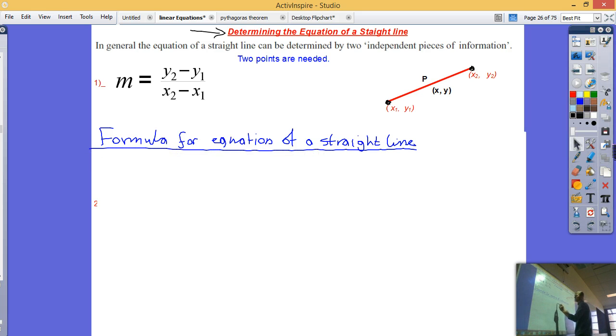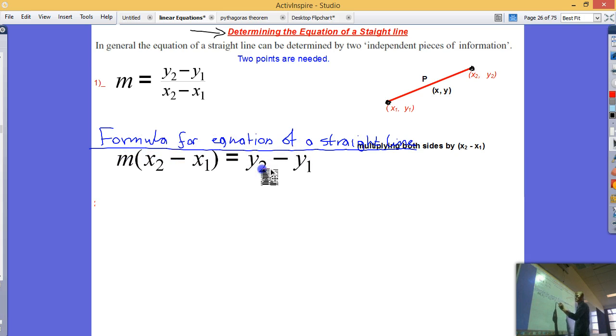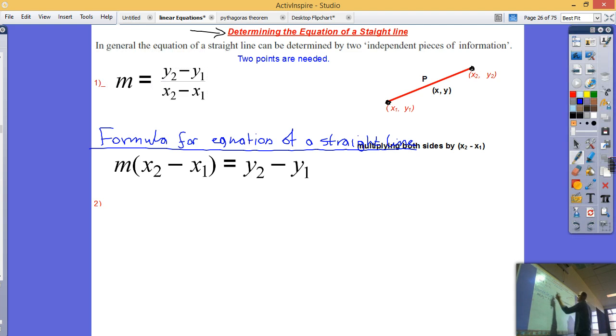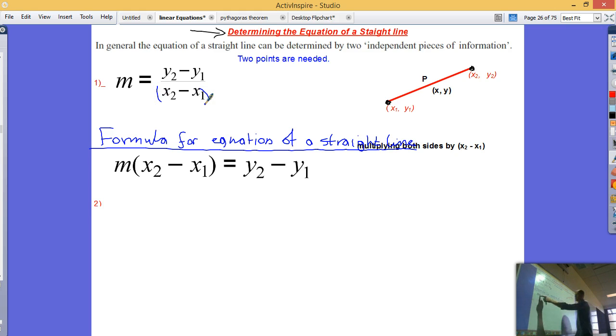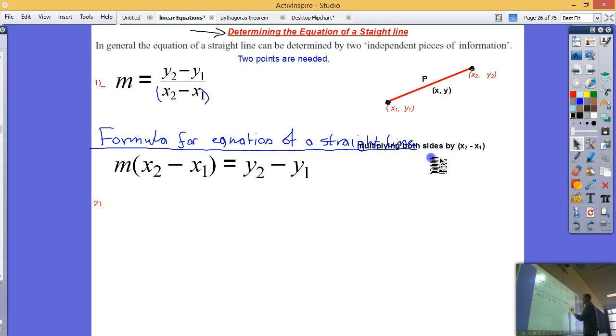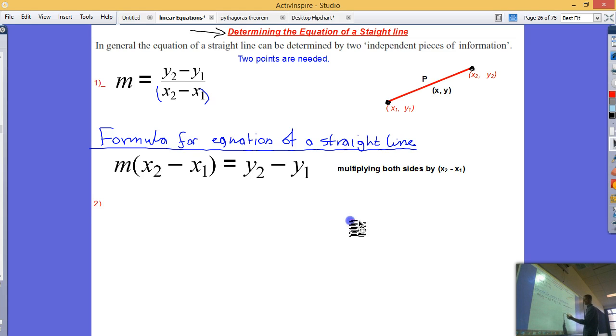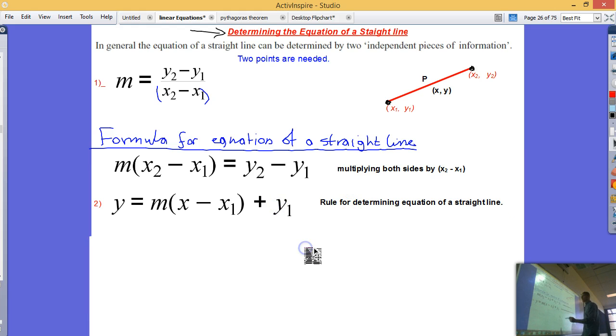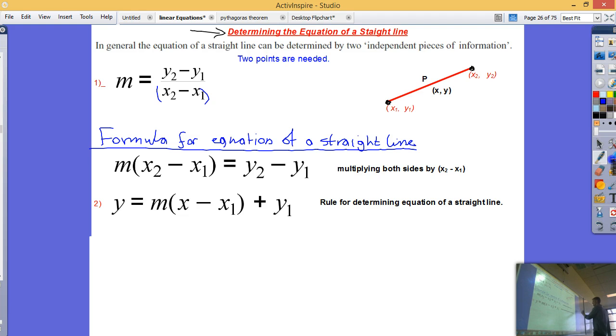Now the first thing I'm going to do is take our rule, m equals y2 minus y1 over x2 minus x1, and I'm just going to transpose that rule. I'm going to multiply both sides by the denominator, x2 minus x1, and it becomes this on the left. Then I'm going to rearrange it a little bit to get y all by itself.